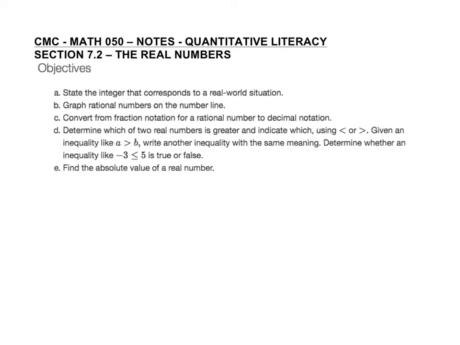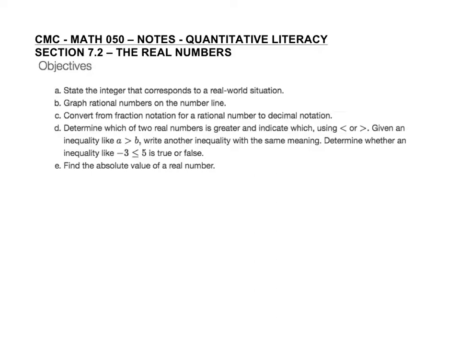Let's just go ahead and jump right in here, and let's talk about the objectives real quick, what you'll be able to do by the end of watching this video and after doing the homework. We want to state the integer that corresponds to a real-world situation. We want to be able to graph rational numbers on a number line. This is really important. We want to be able to convert from fraction notation for a rational number to decimal notation, determine which of two real numbers is greater and indicate which by using these inequality symbols, determine whether those are true or false, and then find the absolute value of a number.